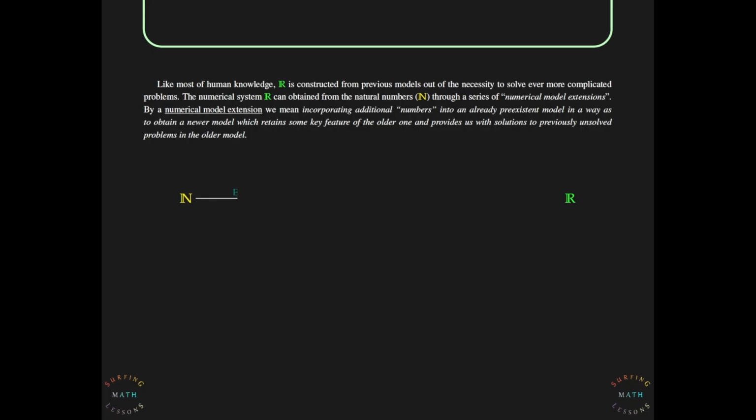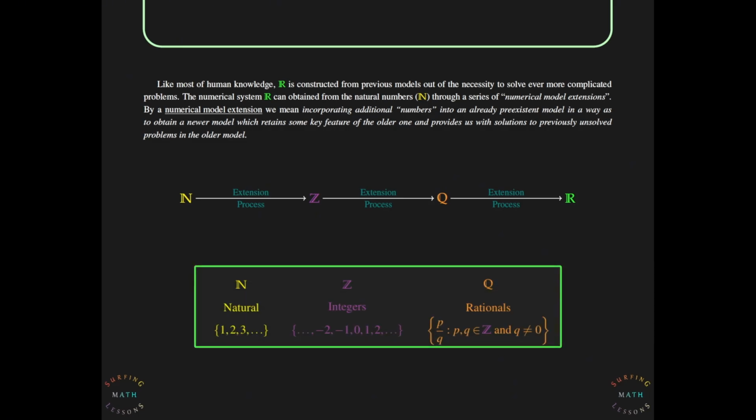By a numerical model extension, we mean incorporating additional numbers into an already pre-existent model in such a way as to obtain a newer model which retains some key features from the old one and also provides us with solutions to previously unsolved problems. Observe that in this particular extension, from the natural numbers to the real numbers, the integers and the rational numbers appear. With the construction of each newer model, certain unsolvable problems now have a solution.